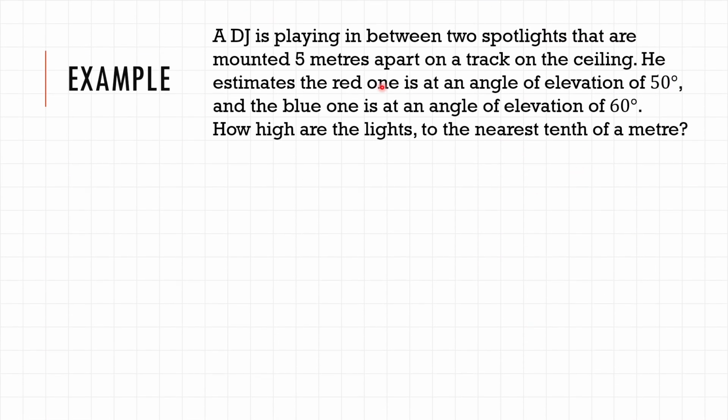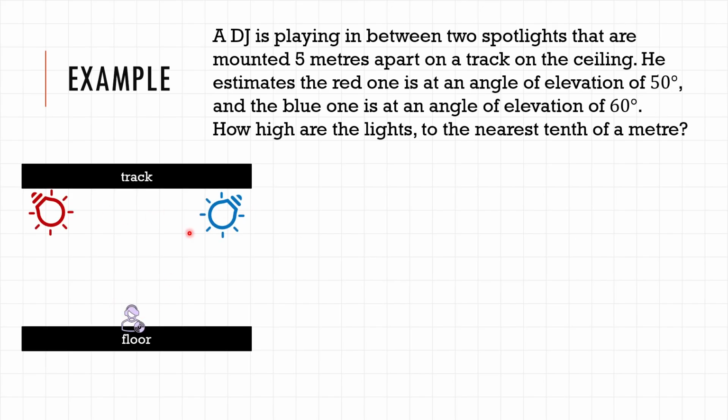In this example, a DJ is playing in between two spotlights that are mounted 5 meters apart on a track on the ceiling. He estimates that, okay, if this is 5 meters apart, then the red one is at an angle of 50 degrees, and the blue spotlight is at an angle of elevation of 60 degrees. And of course, because the ceiling is parallel to the floor, that means that this is 50 as well. And that means that this is 60 as well.